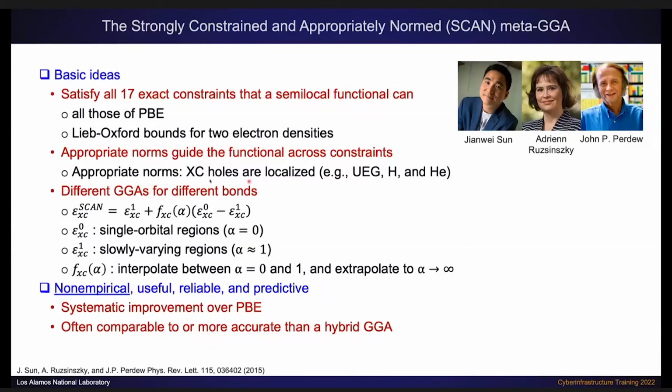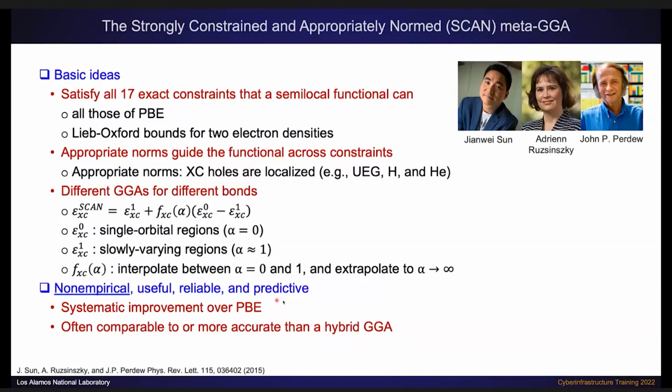There are different appropriate norms, meaning that we like to talk about the uniform electron gas, hydrogen, and helium. The main idea behind using these as objects to normalize against is that these are really transferable physics objects that we know exist in many, many different physical systems. We're not choosing certain sets of molecules or certain materials to fit against. We're choosing something that's more universal and more physics-based. And our construction is an interpolation based on this alpha parameter that tells us what type of environment we're sitting in. This gives us the transferability of this functional.